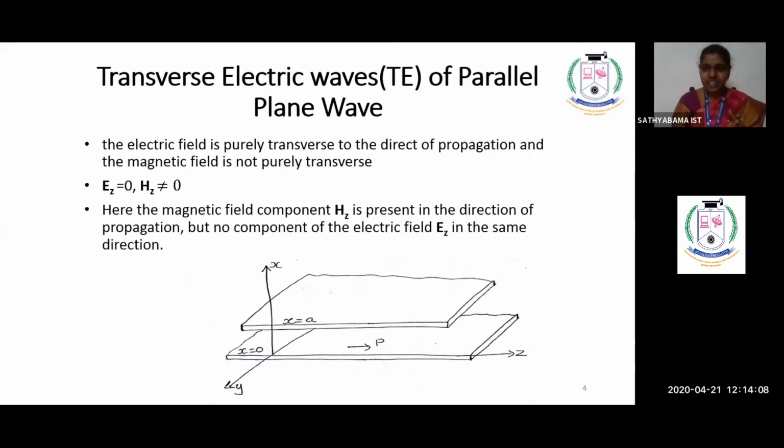So did you understand now? Transverse electric means the electric field along the Z direction does not exist. Ez will be equal to 0, but the magnetic field will be existing. That is why we have written Hz is not equal to 0.